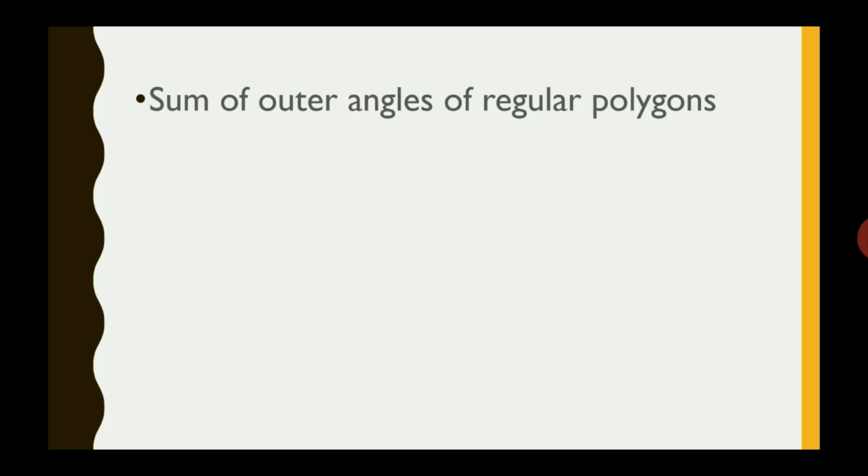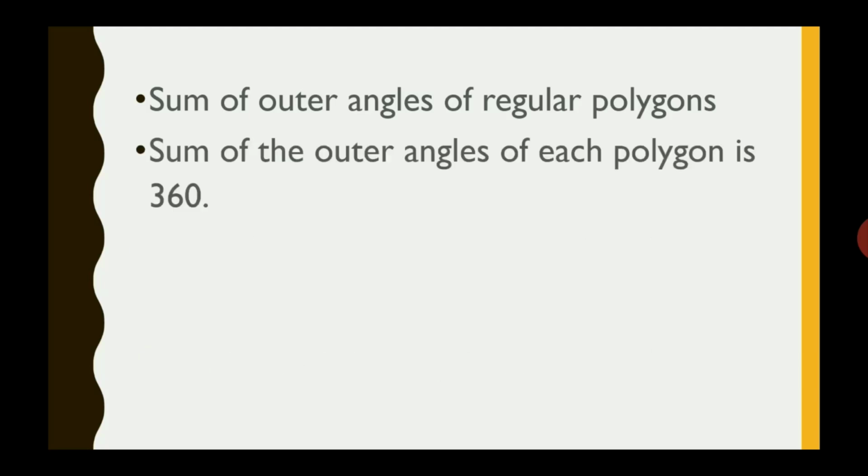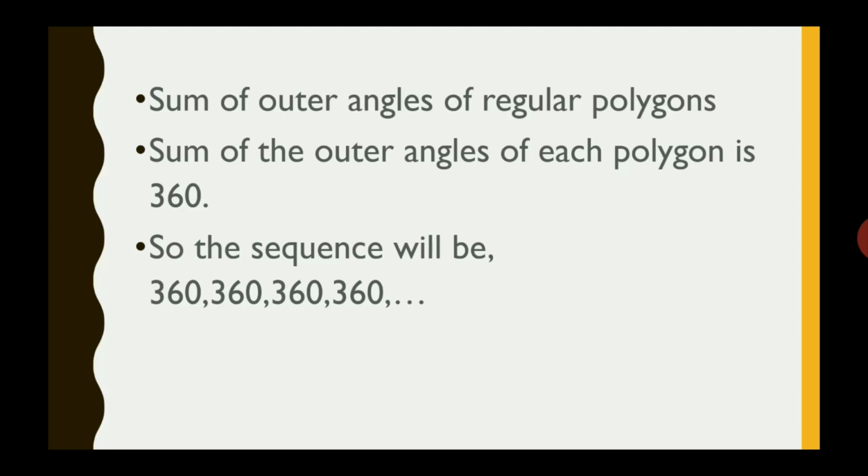Now we have to look at the sum of the outer angles of the polygons. We know that the sum of the outer angles of each and every polygon is 360 degrees. So what will be the sequence? Yes, the sequence will be 360, 360, 360. For every polygon, the sum of the outer angles is already 360 degrees. Now what will be xn? Yes, xn will be just 360.